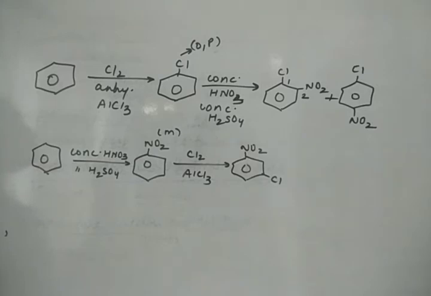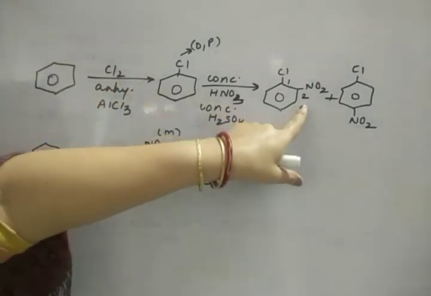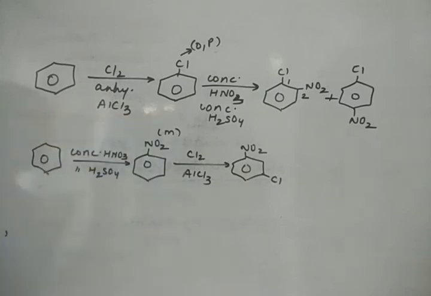So we have to learn that which groups are orthopara directors and which groups are meta directors. Okay, so from this part conversion type questions come. Suppose if the question is benzene to 2-nitrochlorobenzene, then this is how the reaction will occur. But suppose if the question is benzene to 3-nitrochlorobenzene, then this is how your reaction will occur. We'll take few more examples, but first we have to discuss that why this happens. Why some groups are orthopara directors and some groups are meta directors.